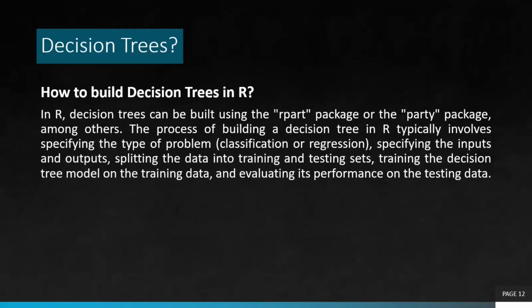Now the question is how to build decision trees in R. In R, decision trees can be built using the rpart package or the party package, among others. The process of building a decision tree in R typically involves specifying the type of problem, let's say classification or regression, then specifying the inputs and outputs, splitting the data into training and testing sets, training the decision tree model on the training data, and evaluating its performance on the testing data.